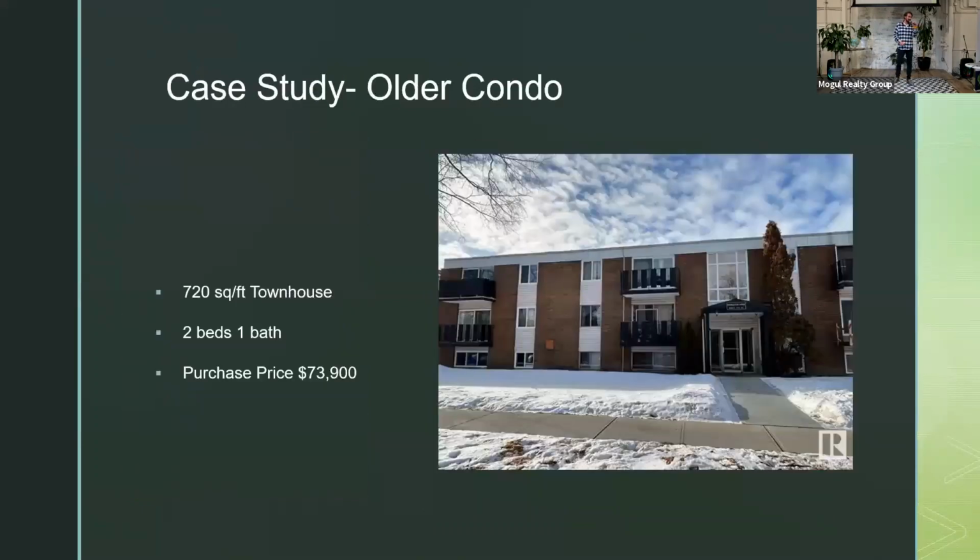So we're going to dive into some case studies. When I was looking at this, it was not even the cheapest one I could find. I did find one in the 50,000 range for a 600 square foot one bed, but they're out there. It's pretty crazy. So this one is an older condo in the Central McDougall area. Sorry, it's not a townhouse, that was from the last presentation, but it is 2 beds, 1 bath, purchase price of $73,900.